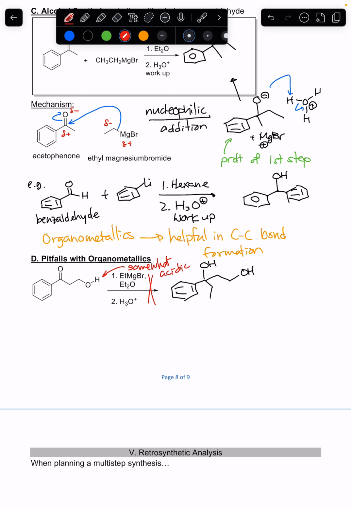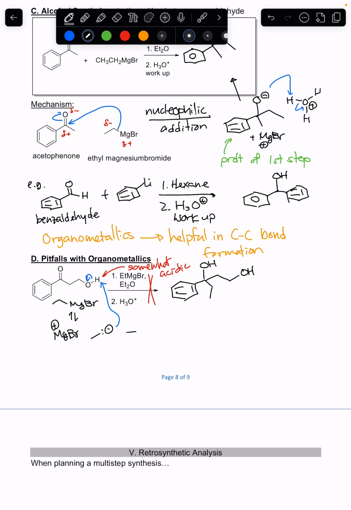And remember, the Grignard reagent is very much a strong base. This kind of dissociates into the magnesium cation and an ethyl anion. And this is a very strong base, which means you would pick up this proton very easily. And what would happen?